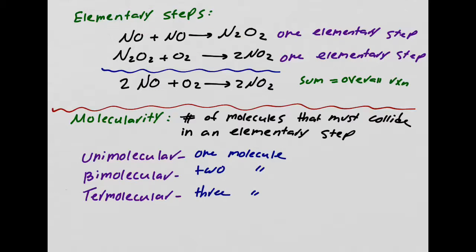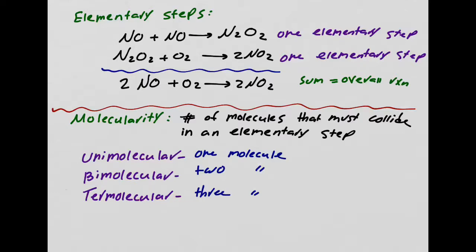So these are the elementary steps, a bunch of elementary steps. When you sum them up, they add up to the overall reaction. Now, molecularity is how many molecules must collide in an elementary step. Now, let's look over here. How many molecules are colliding in this elementary step? 1, 2, right? 1, 2.